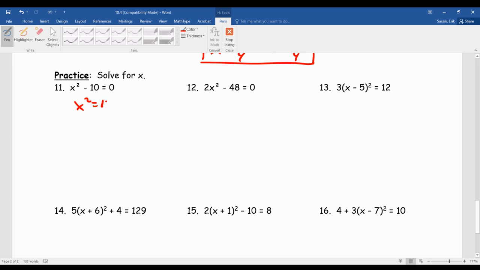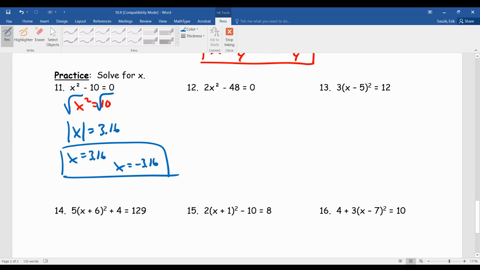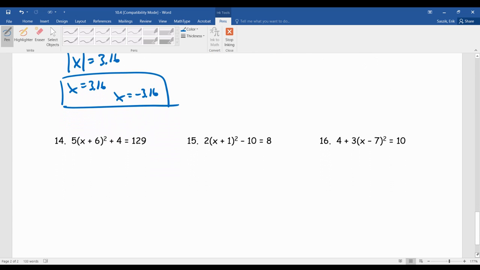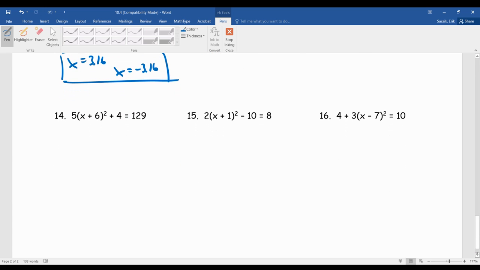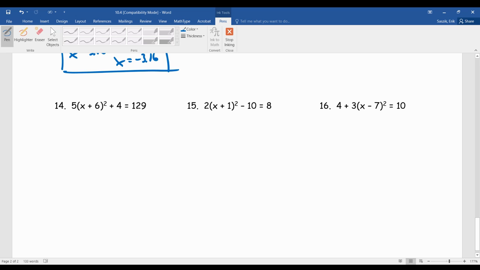Here, some practice ones, move that over. I'm going to take the square root. I get absolute value. Square root of 10 is not nice. You need to use your calculator. So we get x equals 3.16, x equals -3.16. Okay. Number 12 is very similar. I'm not going to do that one. I'm not going to do 13 either. You can try. I'm going to go down here and do 14, and I'll do 14 and 16. And you can try the other ones yourself.